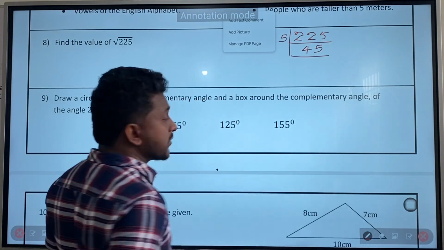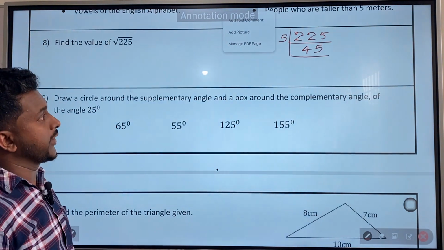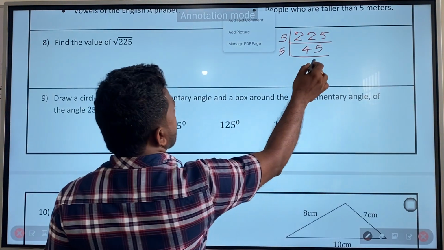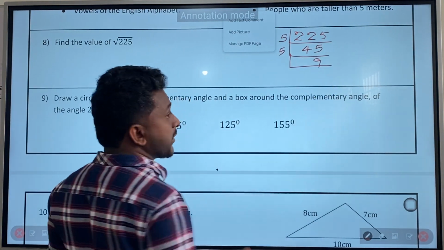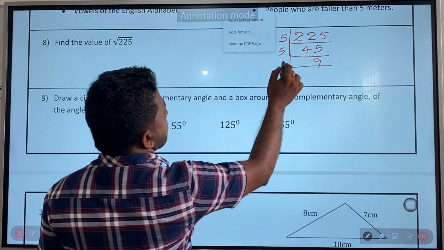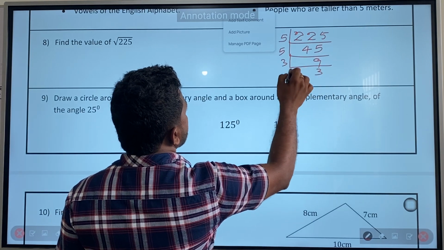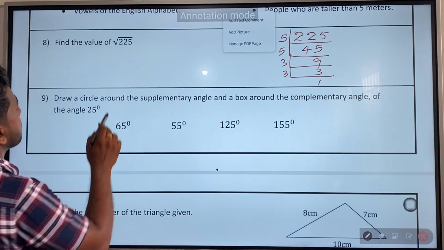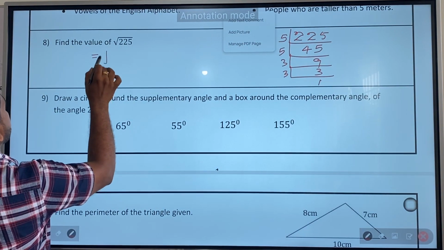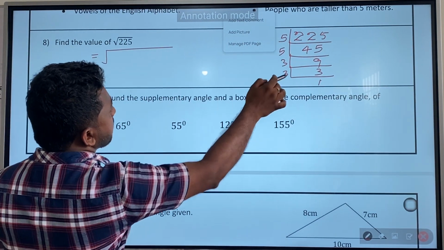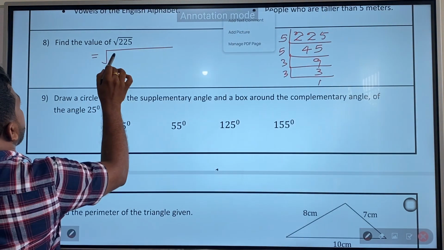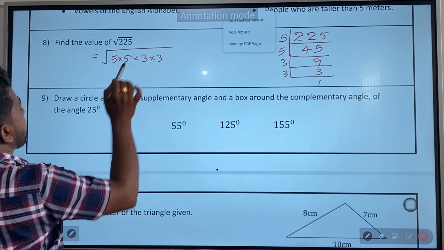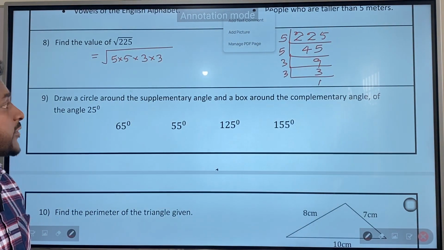Then again 45 is divisible by 5. We can divide 45 by 5, 9. 9 is divisible by 3. Yes, 3. Again 3 is divisible by 3, 1. So now we can write 225 as the product of these prime numbers: 5 into 5 into 3 into 3.